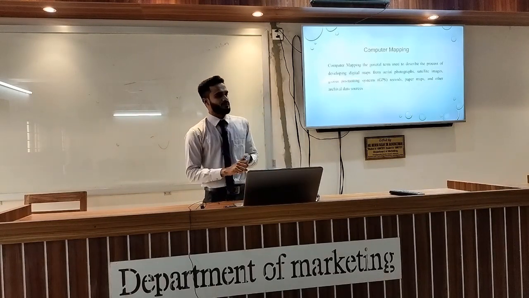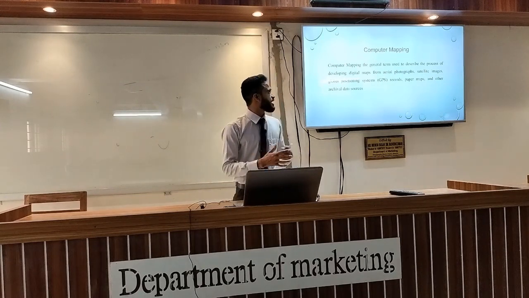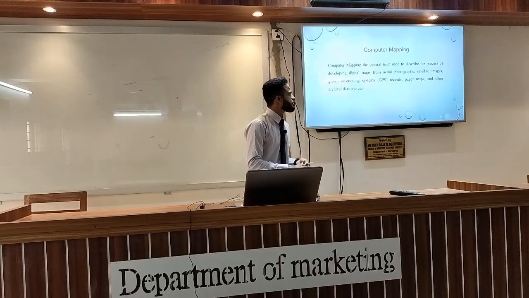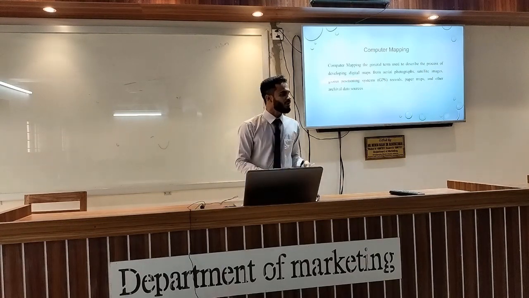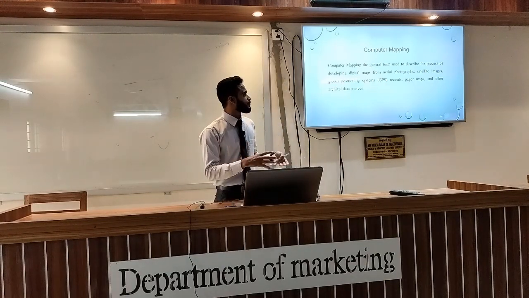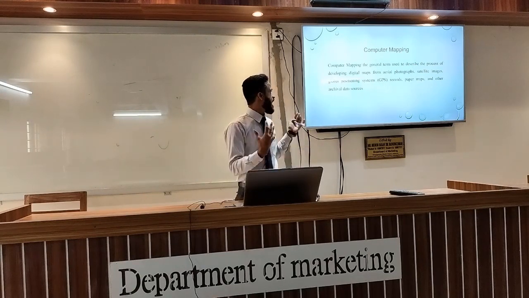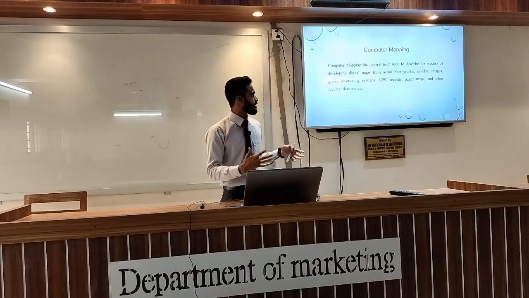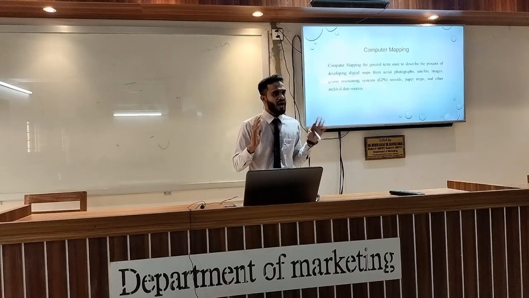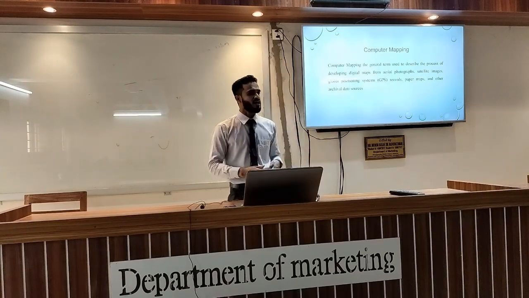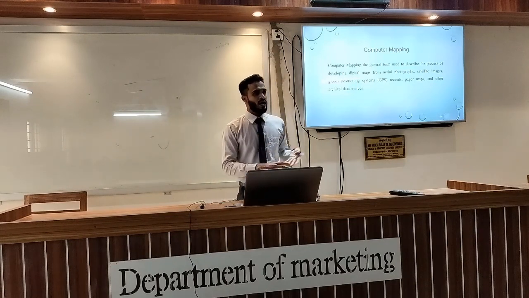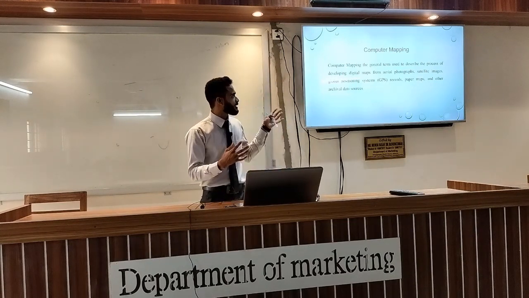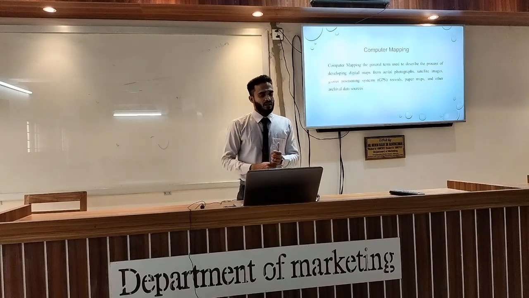Second, computer mapping. Computer mapping is the general term used to describe the process of developing digital maps from aerial photography, satellite images, global positioning system records, paper maps and other data sources. Computer mapping is a very important factor. Let's discuss computer mapping.